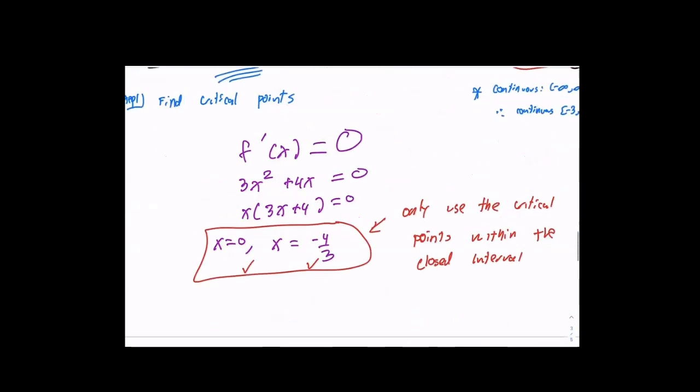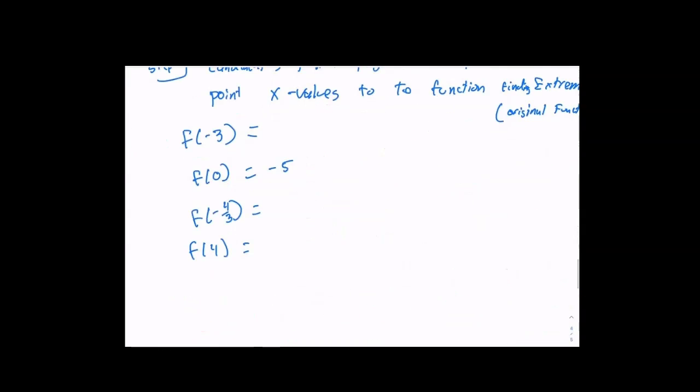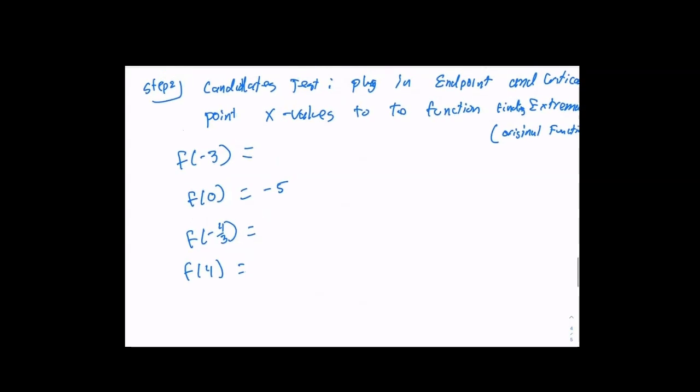It's just 0 cubed plus 2 times 0 squared minus 5. But we can do that in our head. It's -5 for that. F of -3 is -3 cubed plus 2 times -3 squared minus 5. You don't have to, you're just plugging them in. If you do this in your calculator, we get -14.